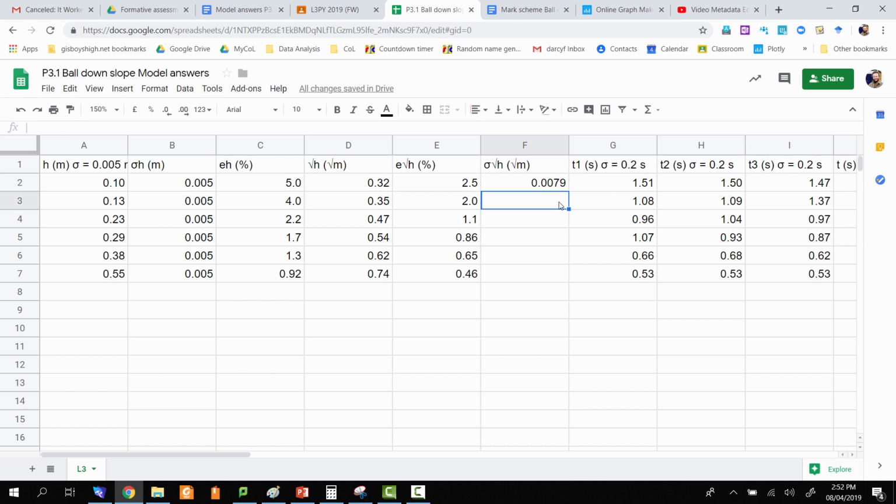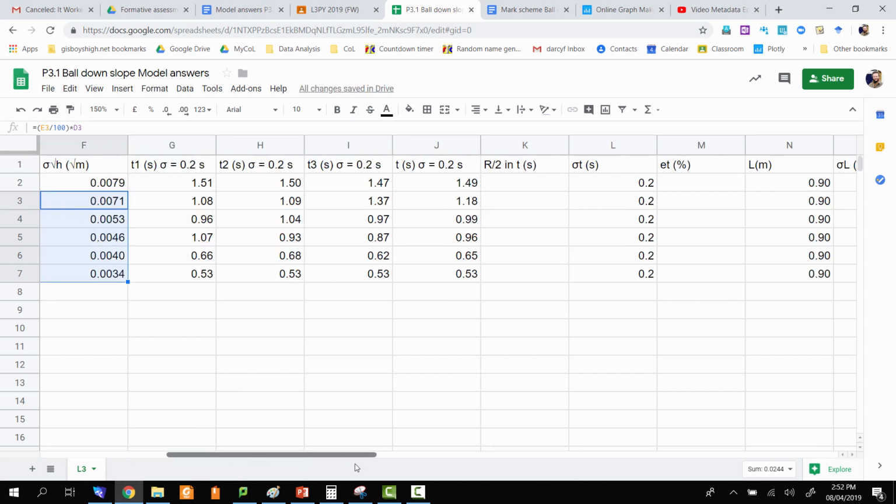I'm going to do that again because I muffed it up a bit. So our absolute uncertainty in the square root of h is equal to its percentage error divided by 100 to turn it back into a decimal, multiplied by the square root of h value. And obviously we can then just take those down and copy the formula because that's what spreadsheets are good for. Right, so there's our absolute error in the square root of h.